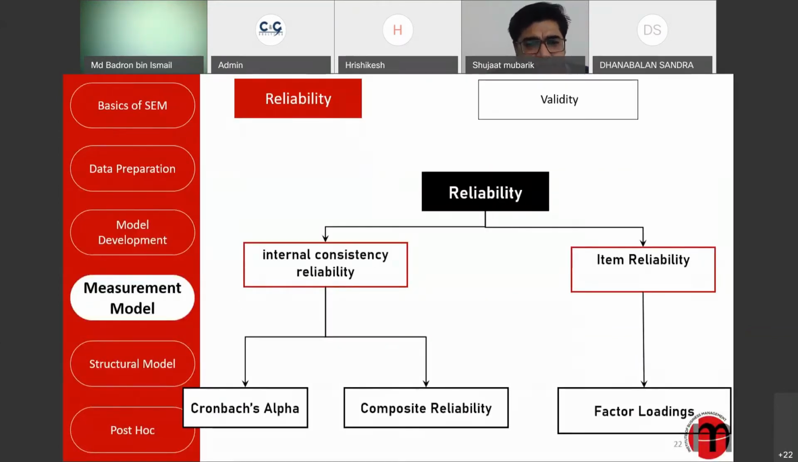This is the graphical representation of what I was talking about, the reliability and validity. It's the same thing we have put in the graphical interface, where the internal consistency reliability is gauged by the Cronbach alpha and composite reliability, and item reliability is gauged by the factor loadings.